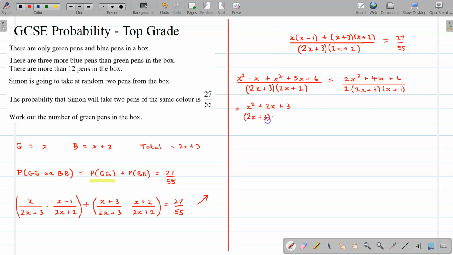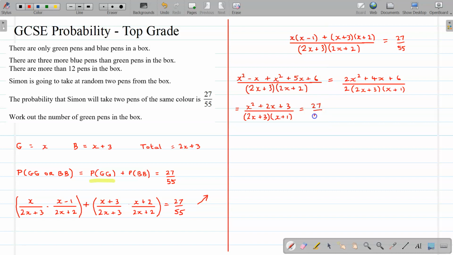And for the moment, I'm still leaving the denominator factorized. I was looking to see if that would cancel with anything on the numerator if I factorize that as well. But it's a bit early to do that, because we've still got to deal with the fact that all this is equal to 27 over 55.